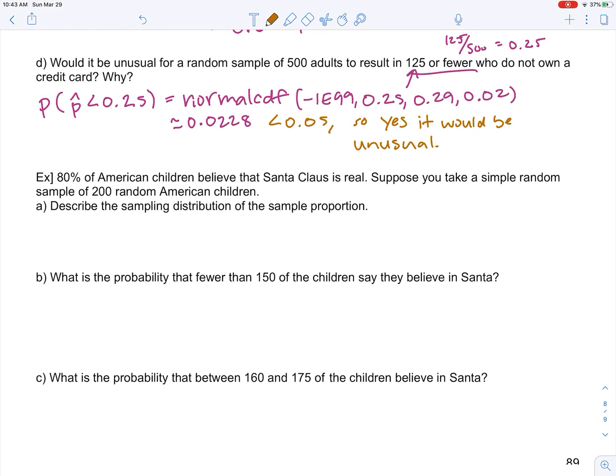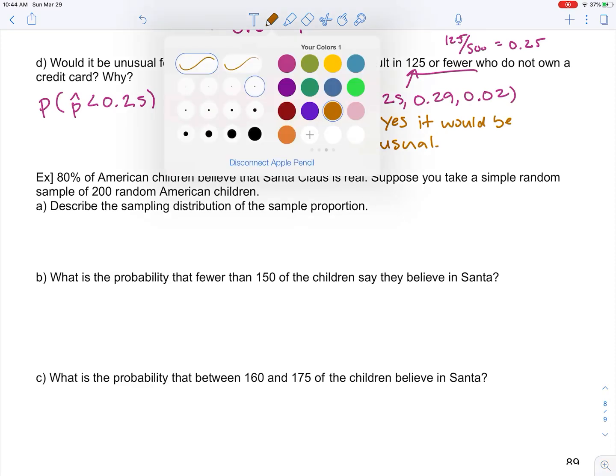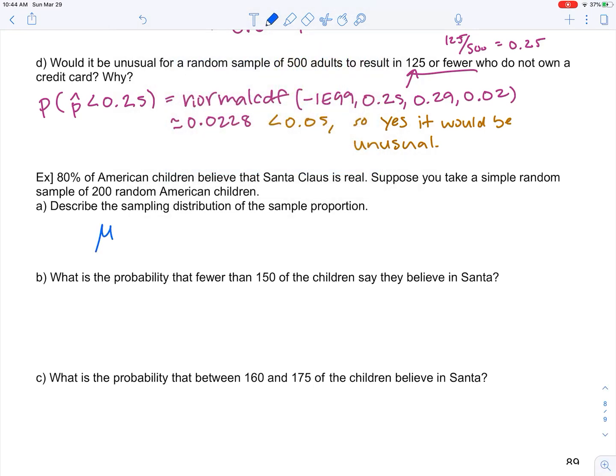Let's look at one more example for 8.2. 80% of American children believe that Santa Claus is real. Suppose you take a simple random sample of 200 American children. Describe the sampling distribution of the sample proportion. So once again, we will give two values here: the mean of the sample proportions and the standard deviation of the sample proportions. The mean of the sample proportions is equal to the population proportion, which is given here as a percent. Convert it to a decimal.